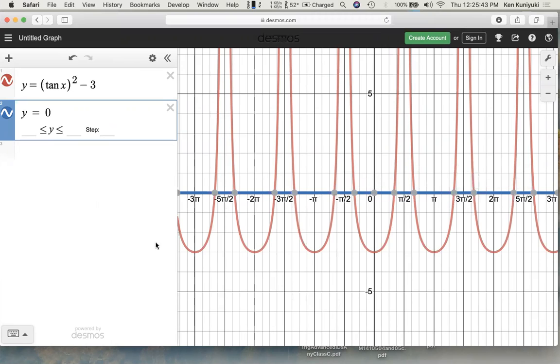So Desmos is a nice way to check your solution set. It's not perfect, but we feel pretty confident. Next up, we're going to do another nonlinear equation in trig functions.